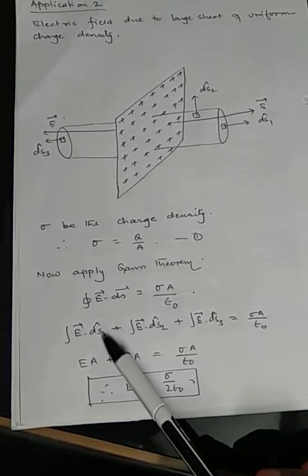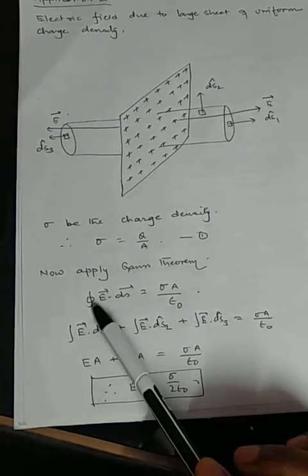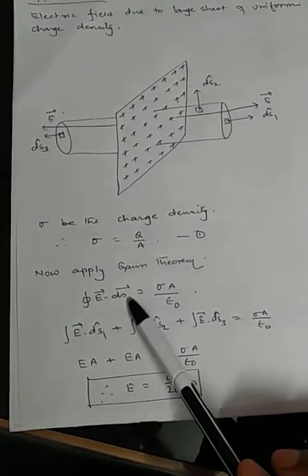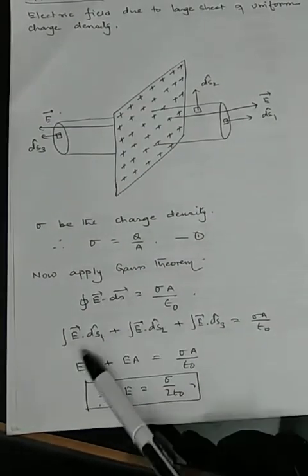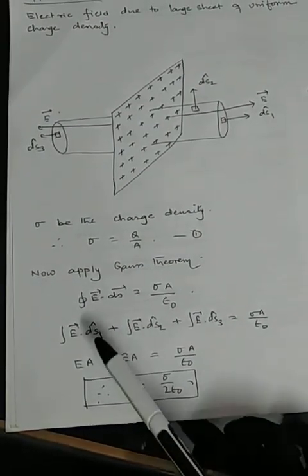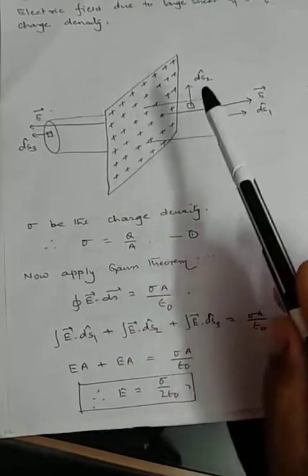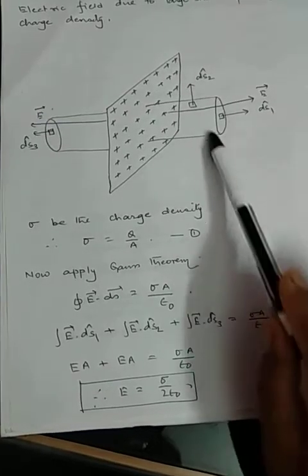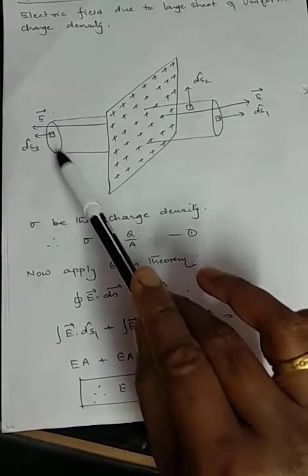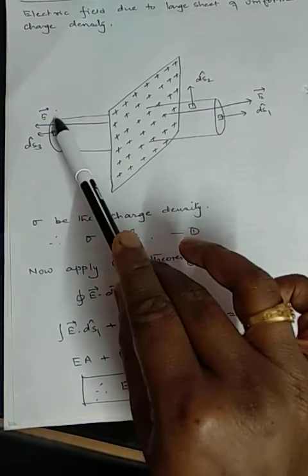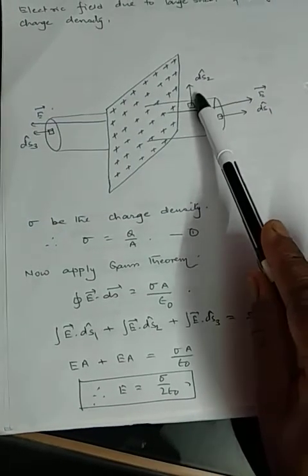Now E dot ds1 plus E dot ds2 plus E dot ds3 is nothing but the closed surface integral of E dot ds. Since we have three different surfaces, that's why I am splitting this integral into three parts, each involving ds1, ds2 and ds3. You can see from the diagram that ds1 is producing the flux. Why? Because electric field and ds1 are in the same direction. Electric field and ds3 are also in the same direction. So the third one and the first one are giving you the flux. The second one is not providing the flux.